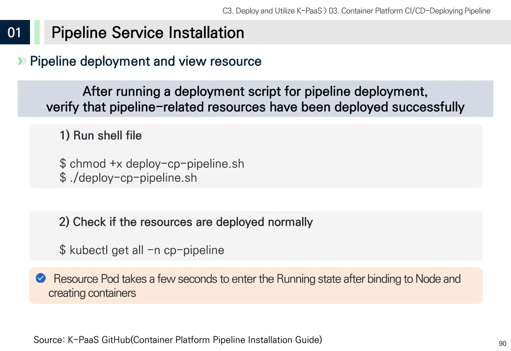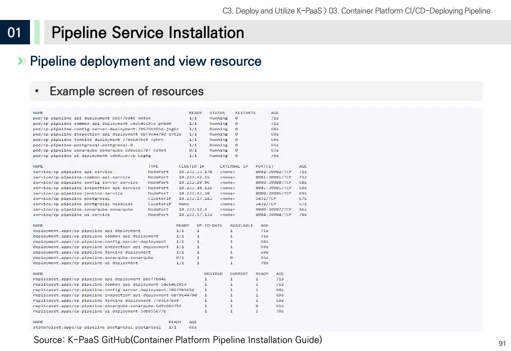The steps to run the Container Platform Pipeline deployment script and verify that the pipeline-related resources are deployed successfully. First, run the script to deploy the pipeline. Once the deployment is complete, verify that the pipeline-related resources are deployed successfully. Use the kubectl get all command to check the normal deployment of each resource. For pods, it may take a few seconds to bind to a node, create a container, and transition to a running state. The screen shown on the textbook is an example screen of resource lookup.